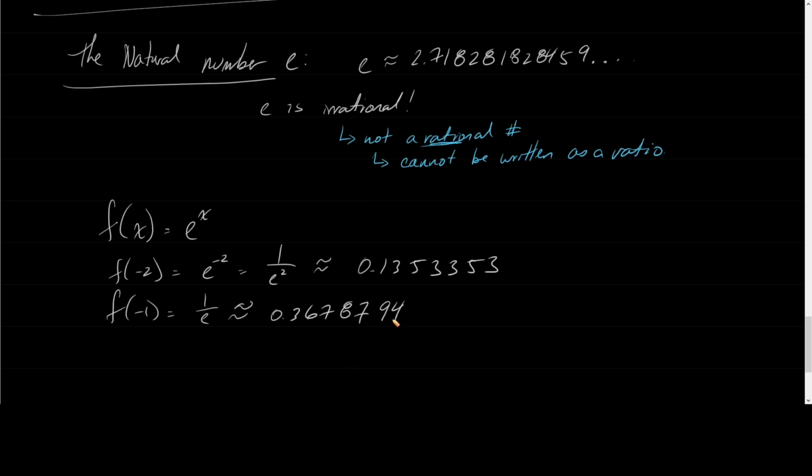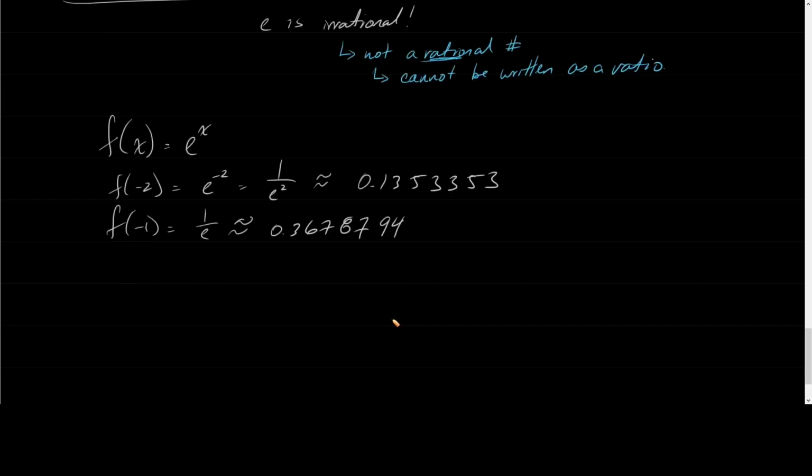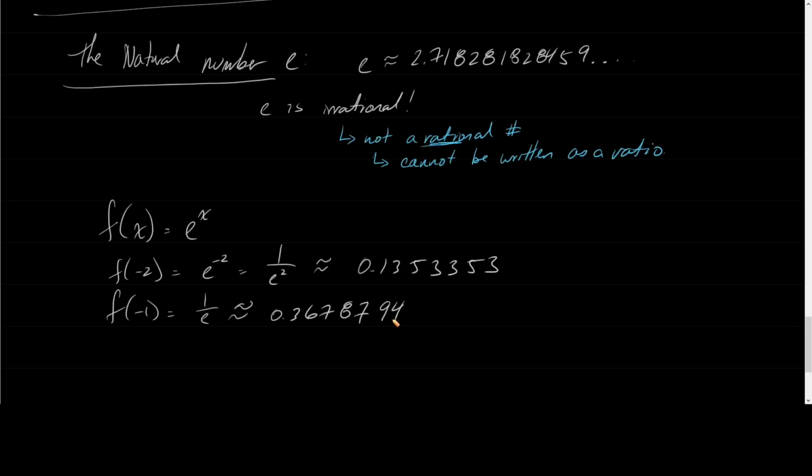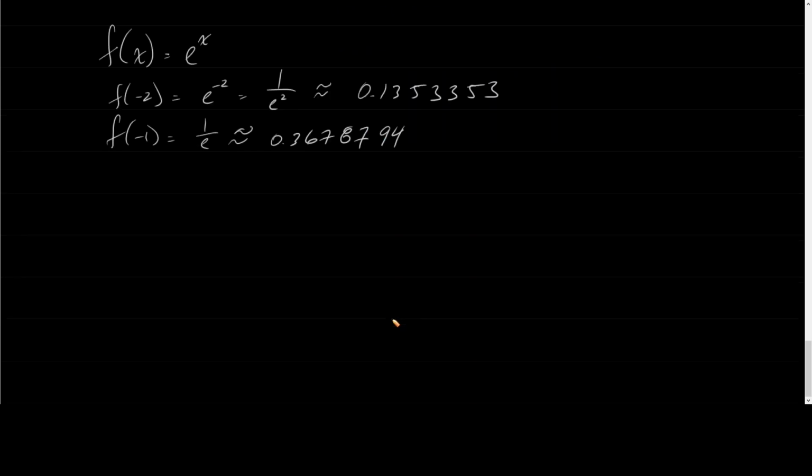And now, what does the graph of e to the x look like? Well, the important part to realize there is that e is bigger than 1. All right. In fact, it's also bigger than 2, but not as big as 3. Why do we care about that? Well, let's think of it this way.